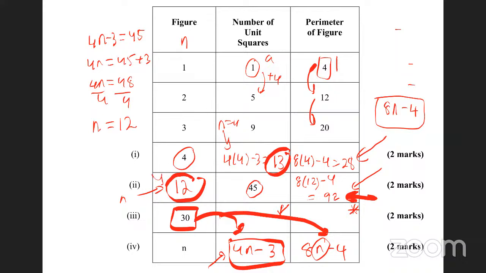Because n here is 12, and I put in 8 by 12 minus 4. Okay? Work out those two and let's try the next one.